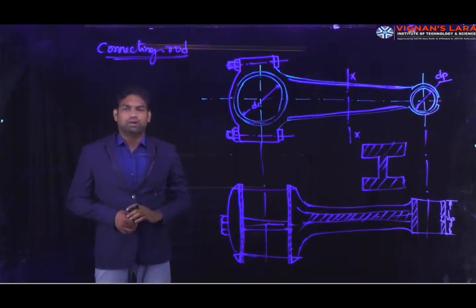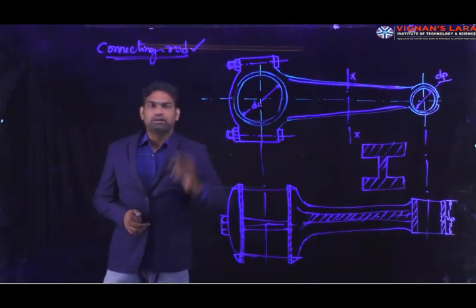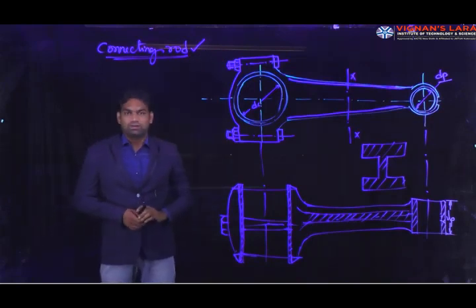In previous classes we saw the design of piston and cylinder. Let us come to the next design in IC engine components. The main component in an IC engine is the connecting rod. We know the placement of a connecting rod: it is used to join the piston to the crankshaft, so that it can take push and pull from the piston towards the crank.